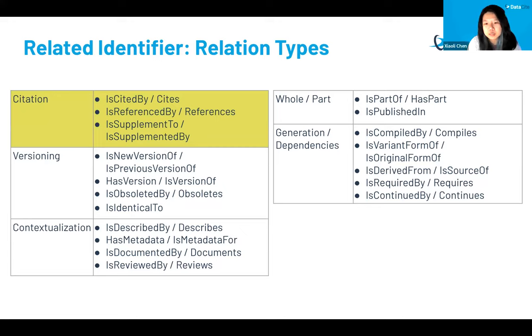The whole-part category is small but versatile. This is isPartOf, hasPart. The relation is sometimes used as a catch-all relation type when no other options are appropriate, or the relation type is difficult to specify.